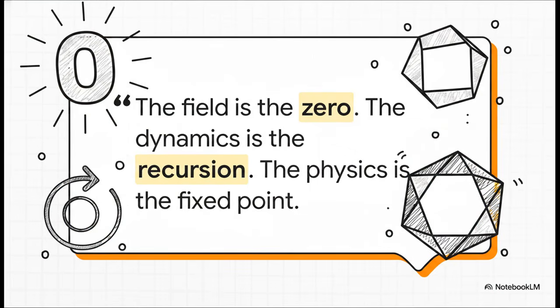The whole philosophy behind these results is kind of captured in this quote from the source material. The idea is that the universe starts from nothing. The field is zero. It operates by a simple repeating rule, a recursion, and the stable physical reality we see all around us is simply the fixed point of that rule. It's the one outcome that doesn't change.